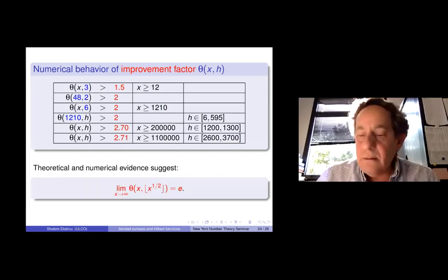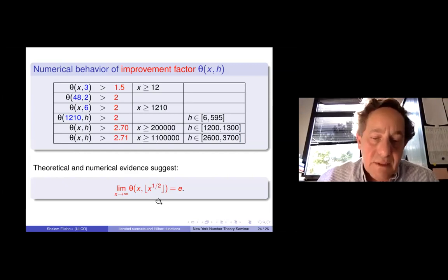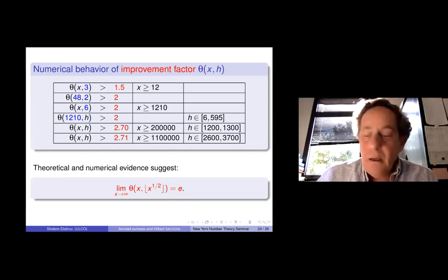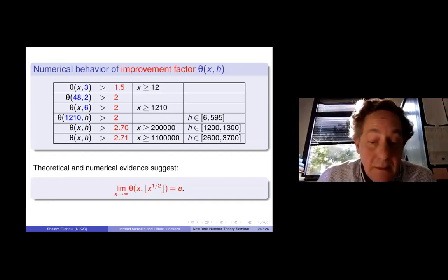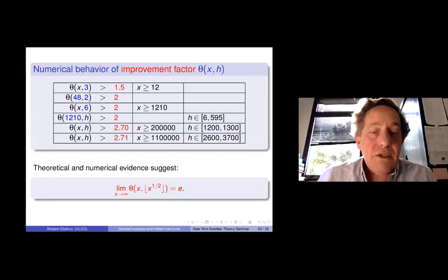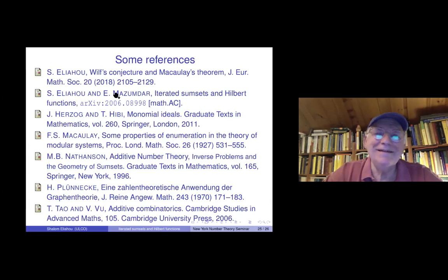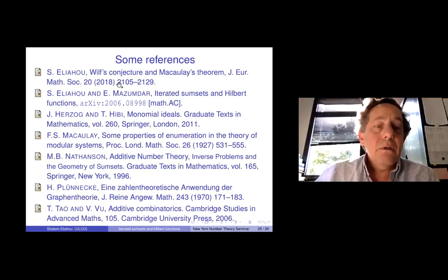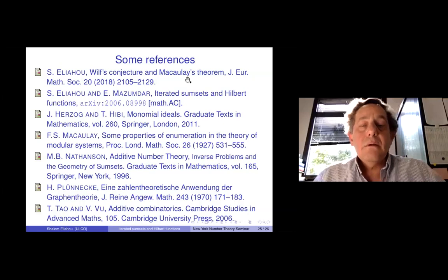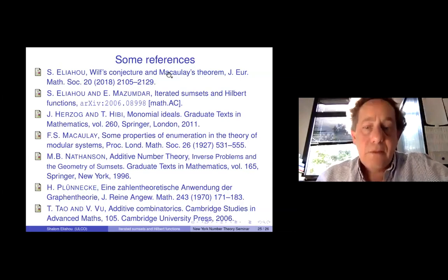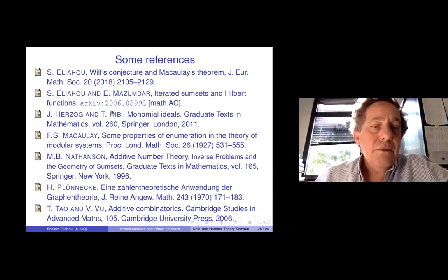And here is theoretical and numerical evidence that when you take the square root of x, this is where you reach e. Okay, and that's it. The next slide is just some references. Since I have 4 minutes, let me comment a little bit. In this paper, 2018, this is where I got this condensed version of Macaulay's theorem, which was so handy. This is a preprint with Ishita on arXiv.